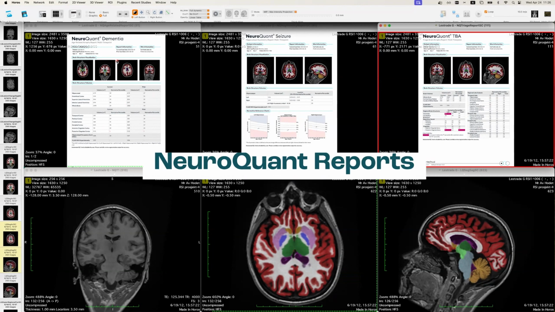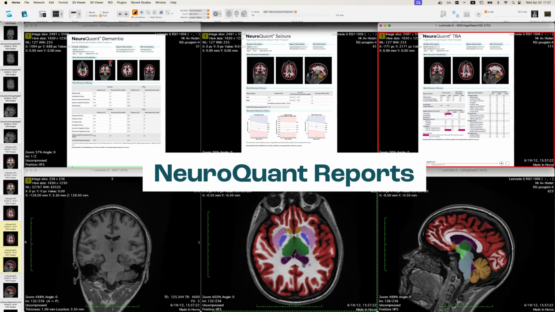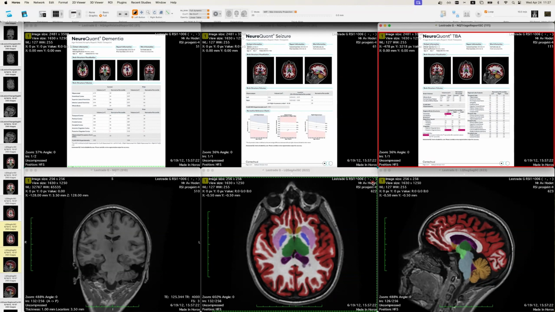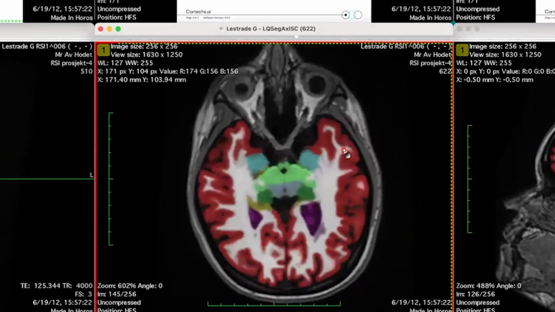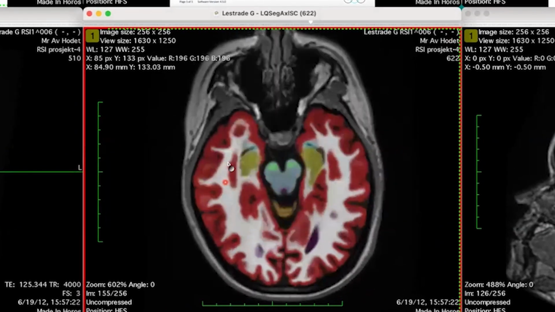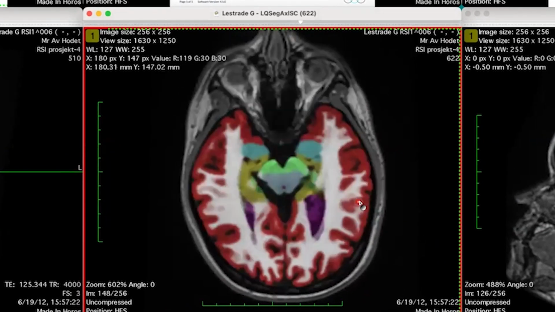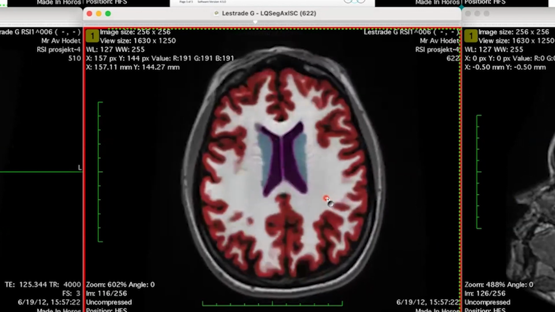So here we have our NeuroQuant dementia reports, as well as our seizure and triage brain report, and also the segmentations. And I wanted to step through just how these reports are outputted and structured, as well as being able to correspond them with the segmentations here. So you can see we output the segmentation of the different brain regions, the cortical gray in red, hippocampus in yellow, as well as the thalamus and other structures here.